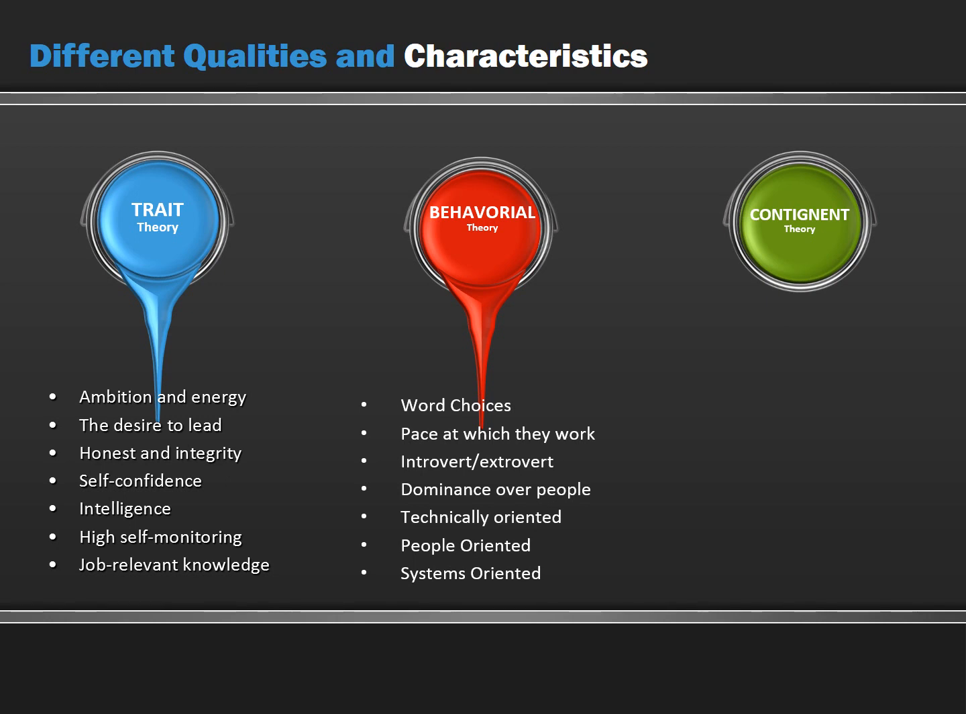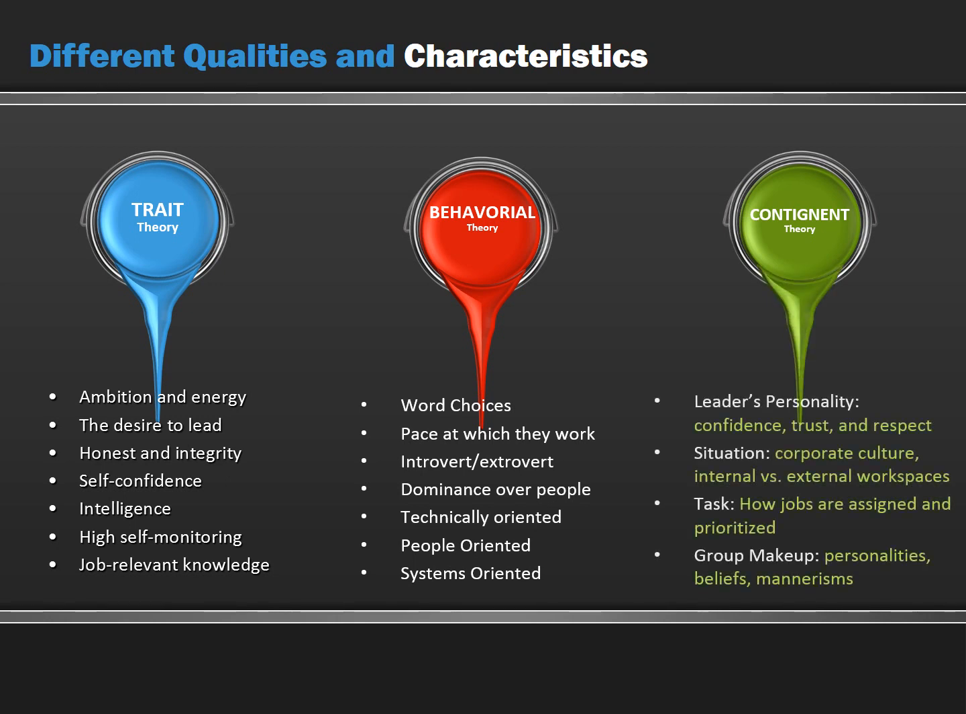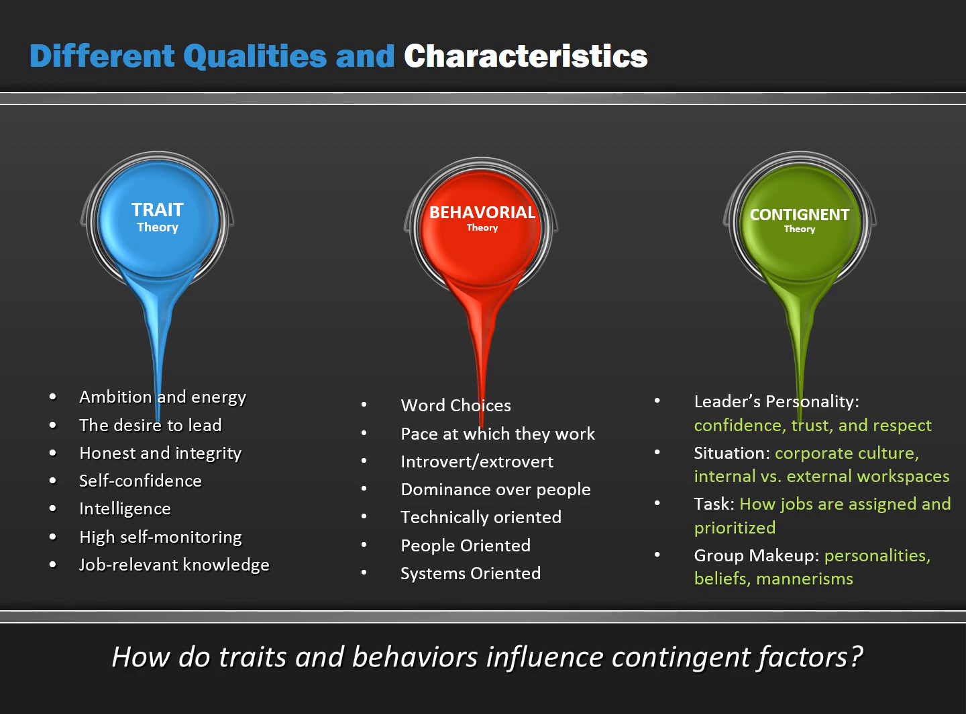And then in contingent theories, we're looking at the overall situations or the things that govern how things get done. What are the leader's personality traits, the situation, the tasks, and the group makeup, and how do all of those beliefs and mannerisms come into play? When you're looking at contingent theories, you have to isolate the traits and the behaviors that drive contingent factors.